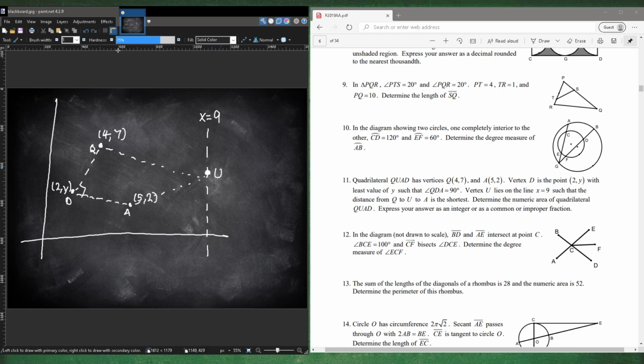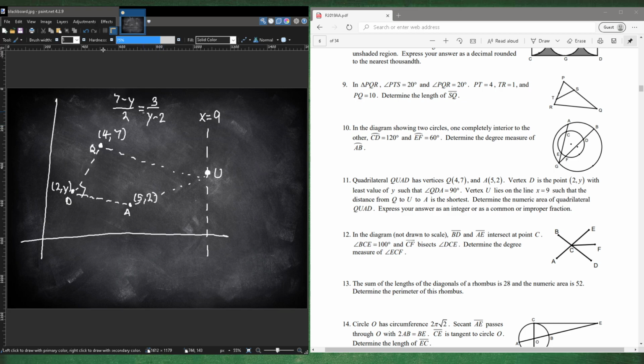So first, let's find our point D, because we know this is 90 degrees. That tells us that the slope of this line and this line have to be opposite reciprocals of each other, right? Because that's the idea of perpendicular lines. So we have 7 minus y over 4 minus 2, which is 2, and then y minus 2 over 2 minus 5, which is negative 3. So the opposite reciprocal will be 3 over y minus 2.